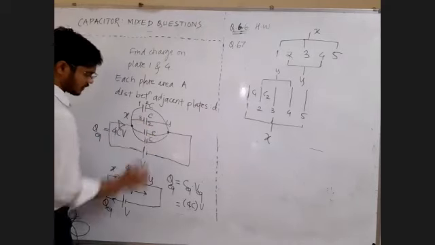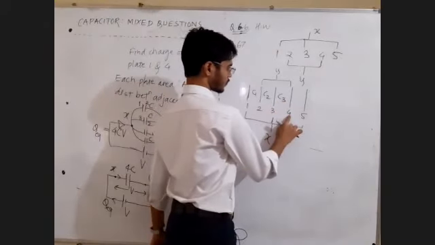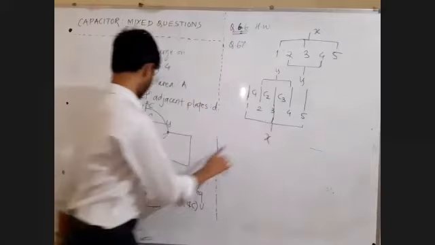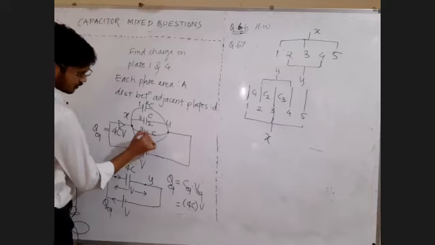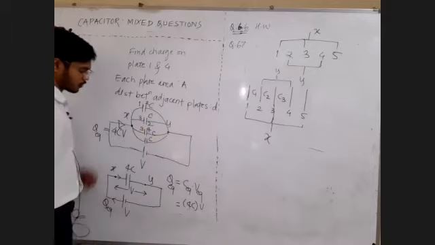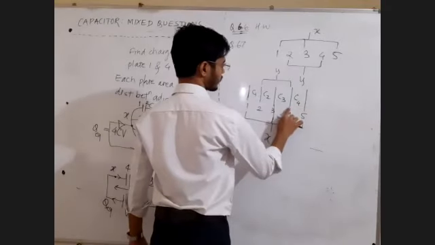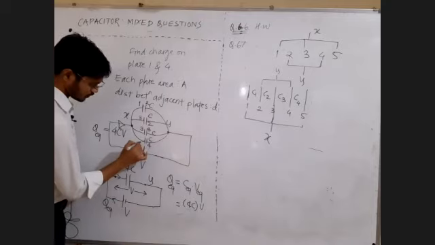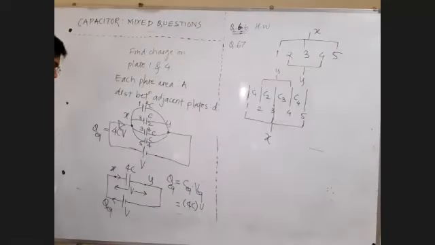All the capacitors are C, that we know. Third capacitor between plate 3 and 4. 3 means X, so this is plate 3, and 4 means Y, so this is plate 4. Fourth capacitor between plate 4 and 5. 4 means Y. So this is plate 4 and this is plate 5. 5 means X. Up to this, reply in the chat box, clear and written.